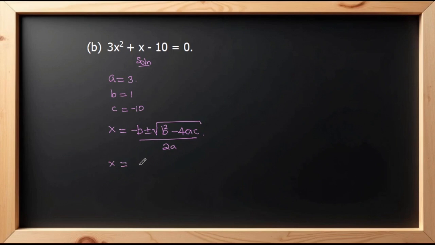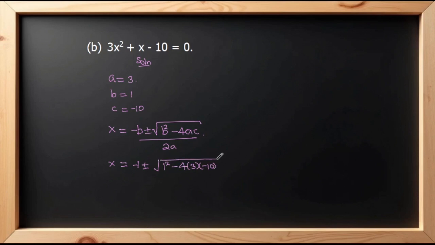Then we can make our substitution into the formula, whereby b is positive 1, times negative, we get negative 1 plus or minus. So our b is also 1, squared, minus 4 times a, that is 3, times c, that is negative 10.